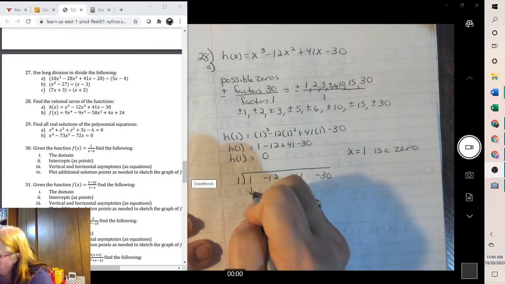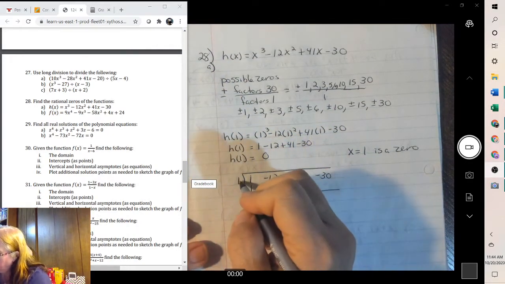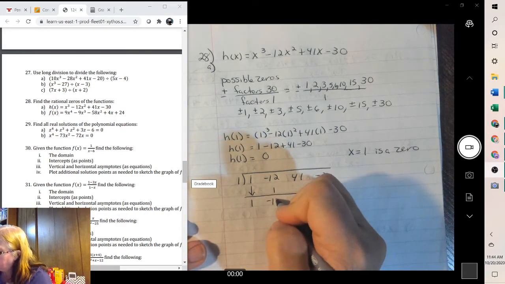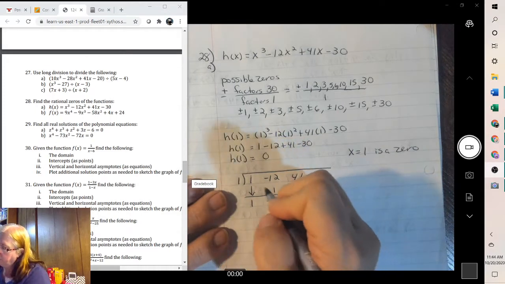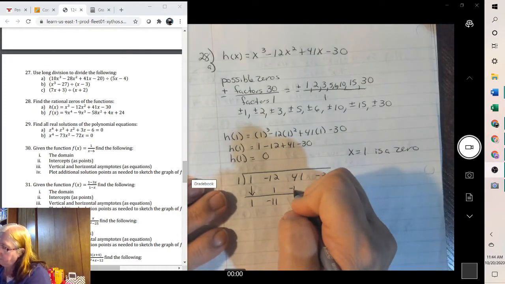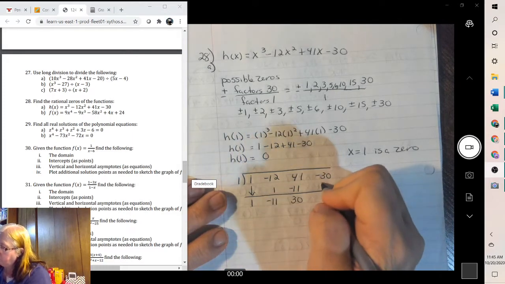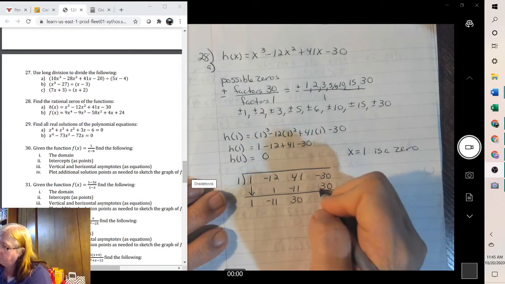You bring the first one down. 1 times 1 is 1. Add down and get a negative 11. 1 times negative 11 is negative 11, add down and get 30. 1 times 30 is 30, add down, remainder of 0.